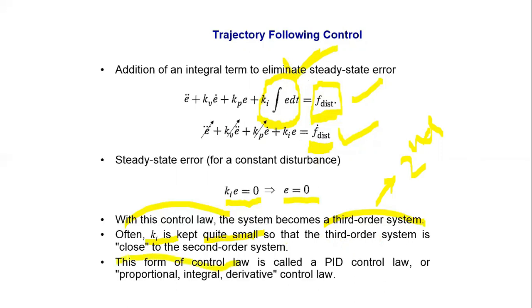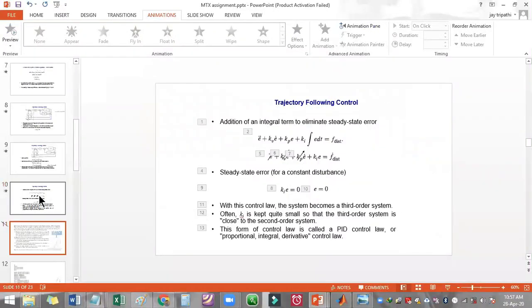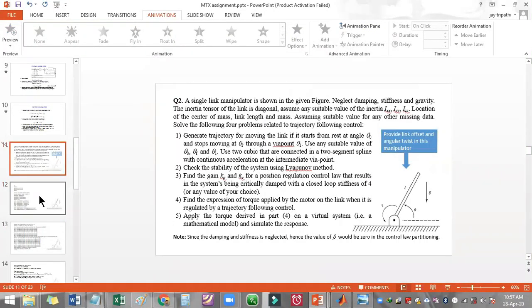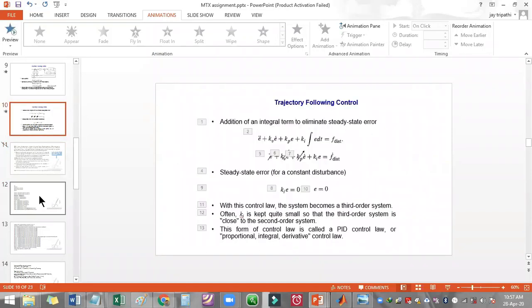This form of control law is called a PID control law, where P means proportional, I means integral, D means derivative. So follow this procedure and solve your problem and submit the result before the deadline.